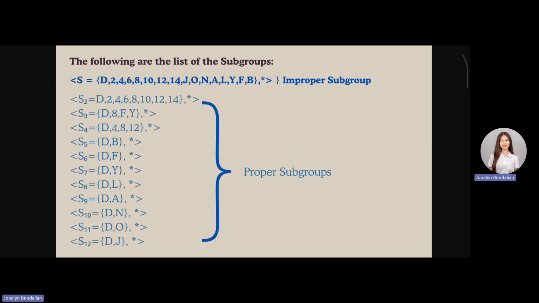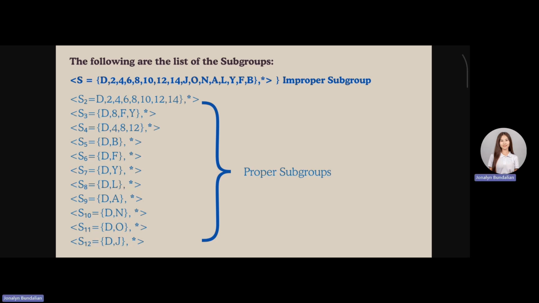S sub 3 is equal to {D, 8, F, Y}. S sub 4 is equal to {D, 4, 8, 12}. S sub 5 is equal to {D, V}. S sub 6 is equal to {D, F}. S sub 7 is equal to {D, Y}. S sub 8 is equal to {D, L}. S sub 9 is equal to {D, E}.